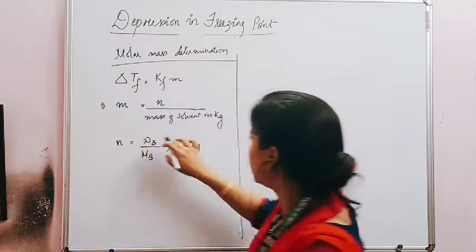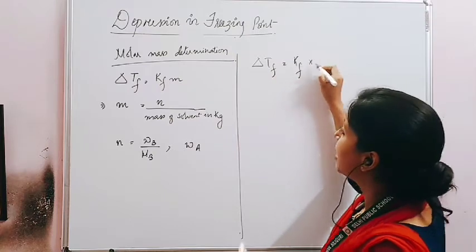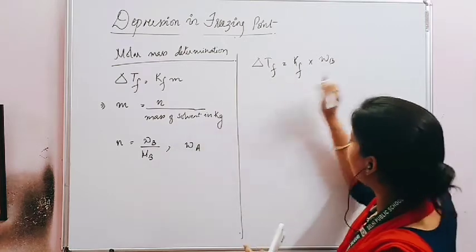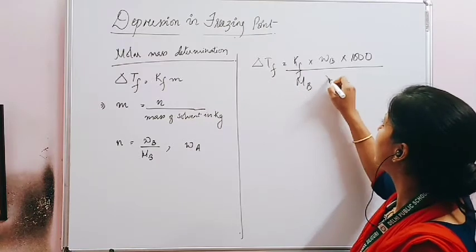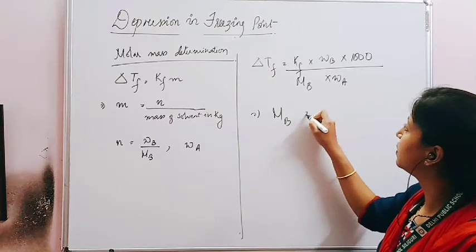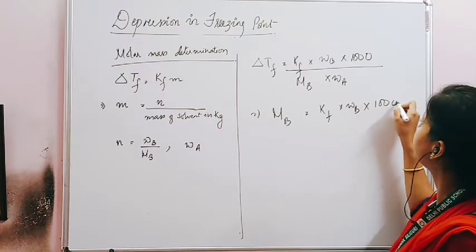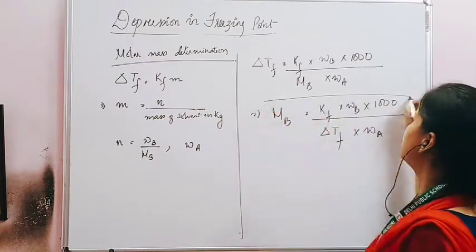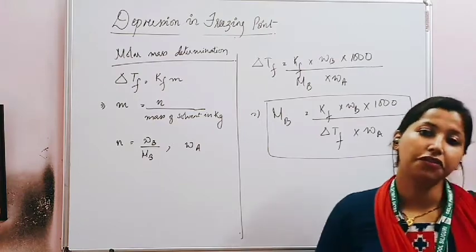So if we put this here, we will have delta Tf is equal to Kf into Wb, and if it is in gram, we need to multiply by 1000, divided by Mb into Wa. Alright, so let's take Mb this side. Mb is equal to Kf into Wb into 1000 divided by delta Tf into Wa. This is the relation for the third colligative property, that is depression in freezing point.